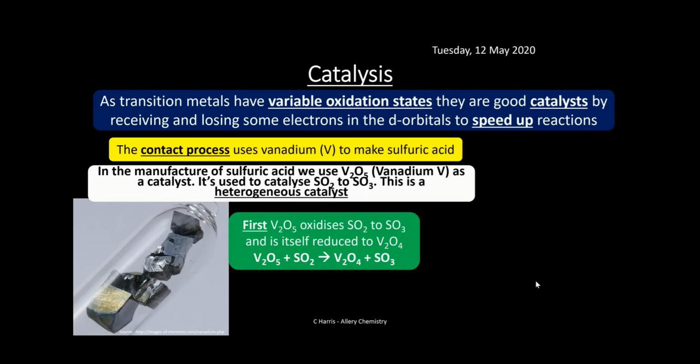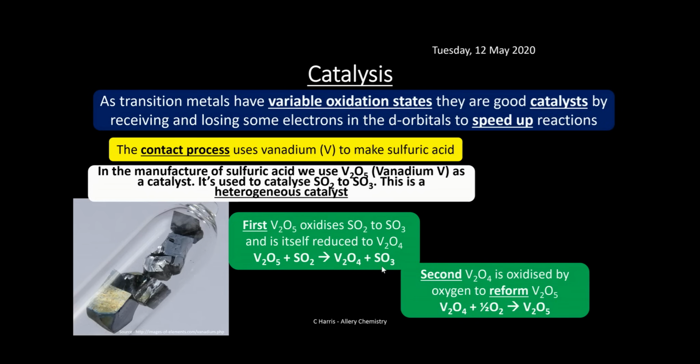So you can see here the first reaction that happens is the V2O5 oxidizes sulfur dioxide to sulfur trioxide, and itself is reduced to V2O4. So the reaction that we need to know is V2O5, the heterogeneous catalyst, reacts with sulfur dioxide to form V2O4 and sulfur trioxide, okay? And then the second reaction is that the V2O4 that we've produced is oxidized by oxygen, and that reforms your V2O5, okay? That's very important. Catalysts must always be regenerated.